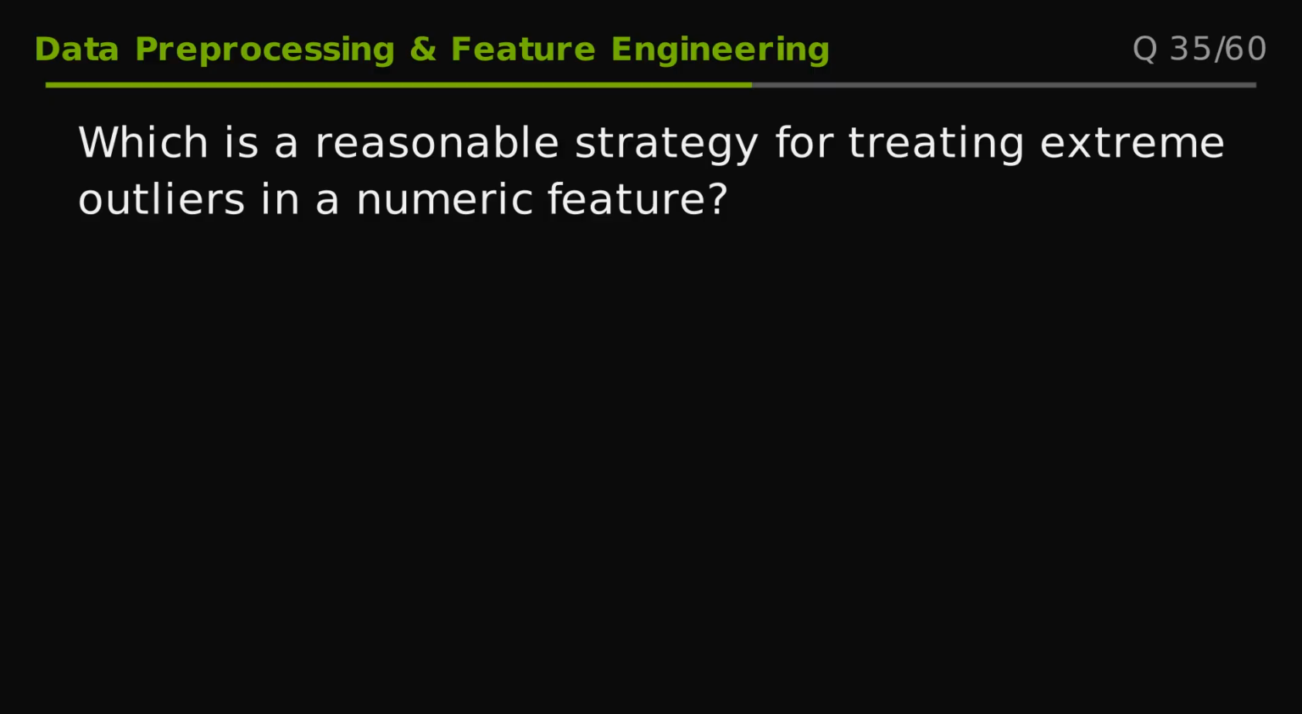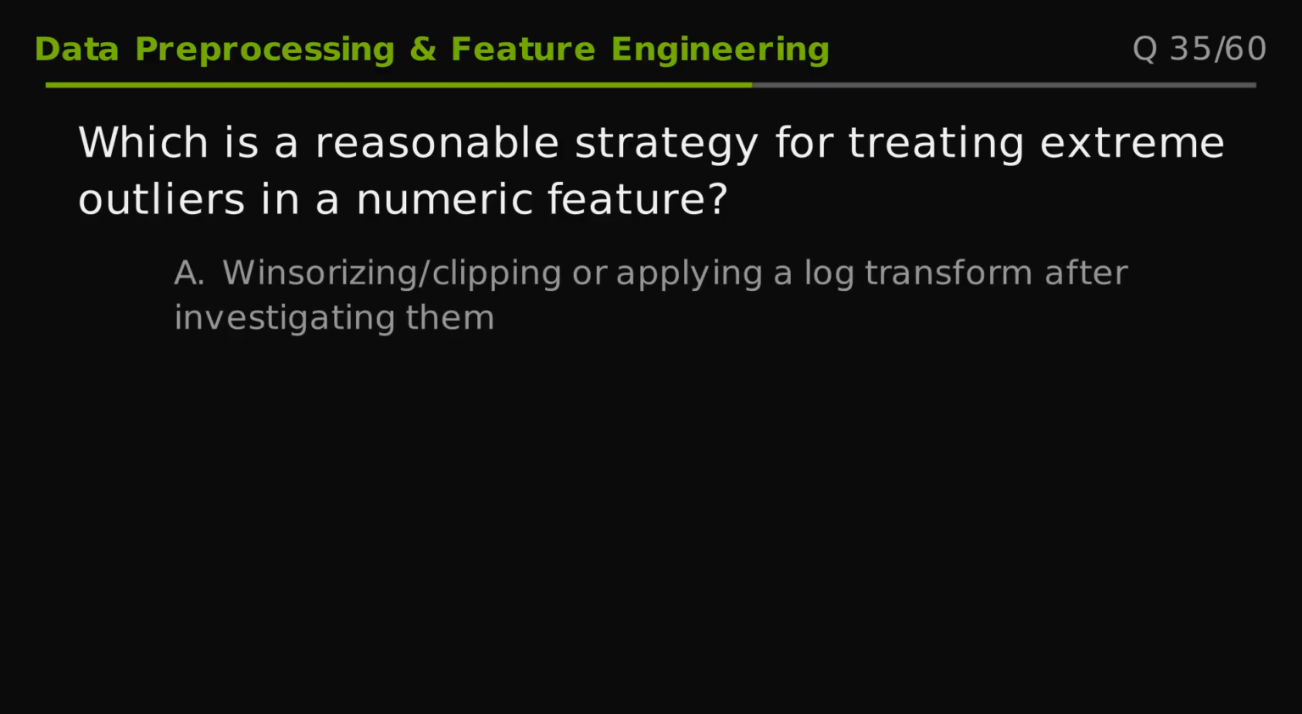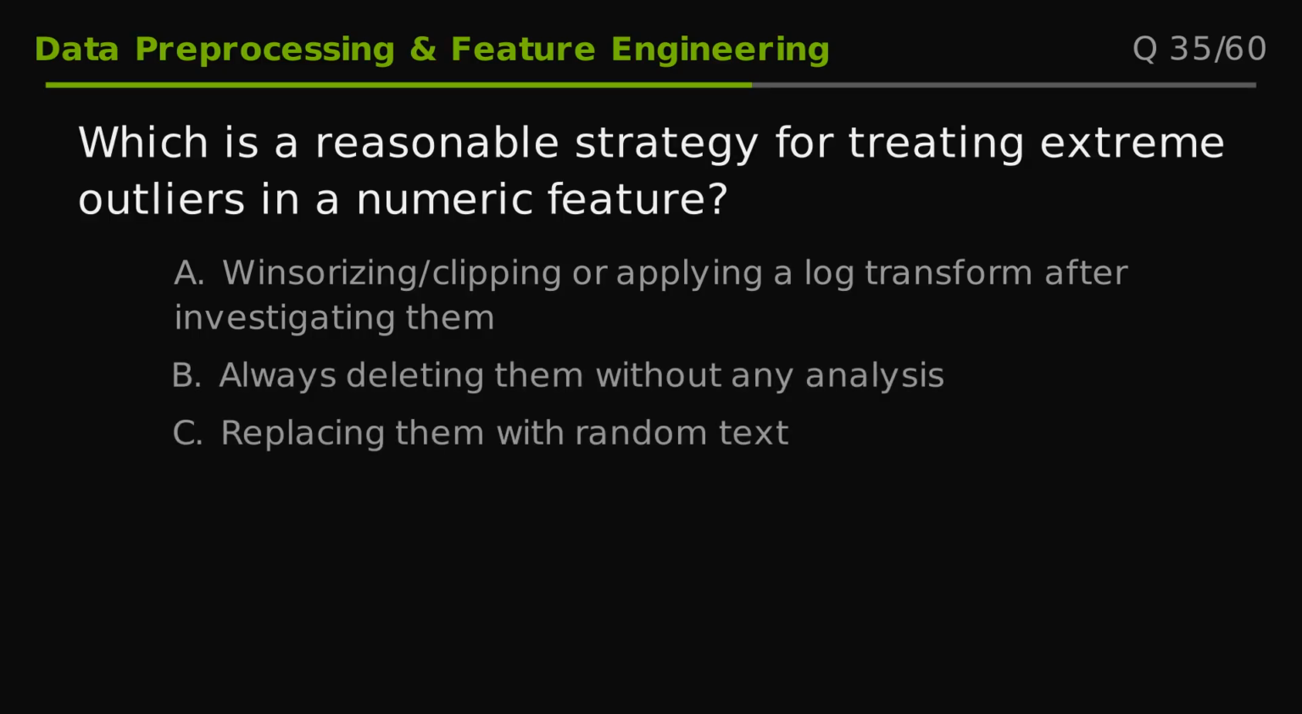Question 35. Which is a reasonable strategy for treating extreme outliers in a numeric feature? Option A. Investigating them, then clipping or applying a log transform. Option B. Always deleting them without any analysis. Option C. Replacing them with random text. Option D. Ignoring data quality entirely.